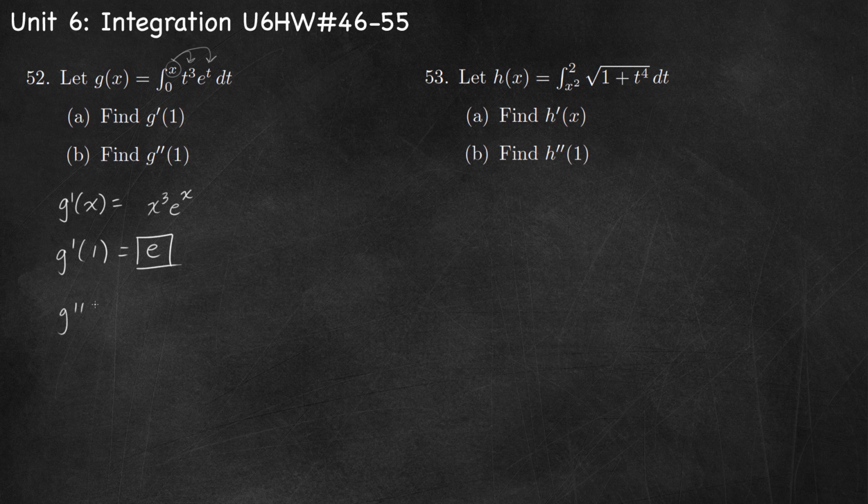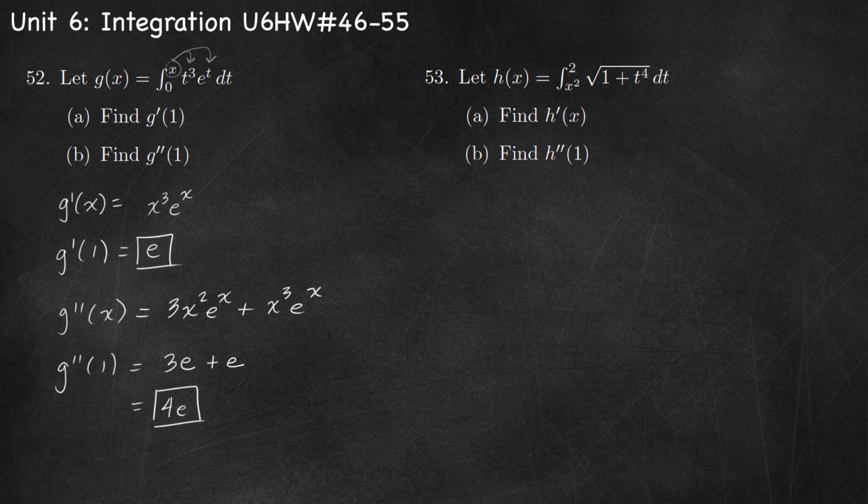Now g double prime of x, I have to take the derivative of g prime of x, and to do that, I'll need to use the product rule. So I take the derivative of the first times the second plus the first times the derivative of the second. There's my equation for g double prime of x. And then for g double prime of 1, I just sub 1 in for x. So 3 times 1 times e to the power 1 plus 1 cubed times e to the power 1. And 3e plus e is 4e. So g double prime of 1 is 4e.